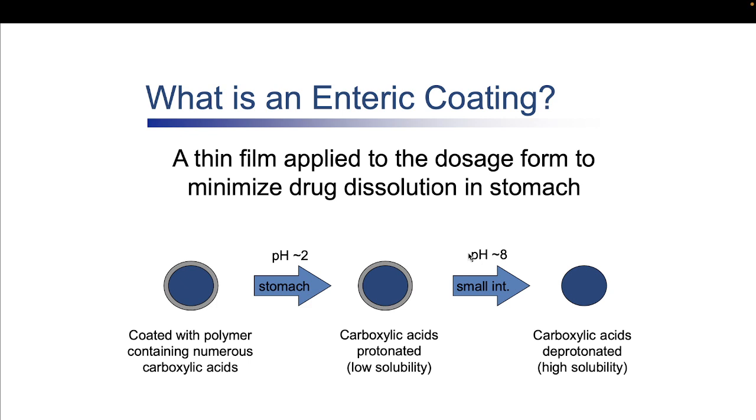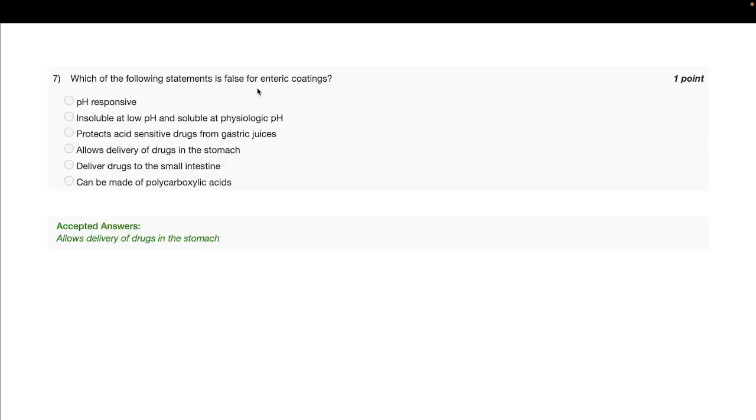which happens when the drug goes from stomach to small intestine, these carboxylic acids will be deprotonated at higher pH, meaning they'll lose their proton. They'll be COO minus and H plus. Now since these are ionic species, they'll have more solubility. The polymer membrane will start dissolving because of this, because of interaction with water, and then your drug can be easily released.